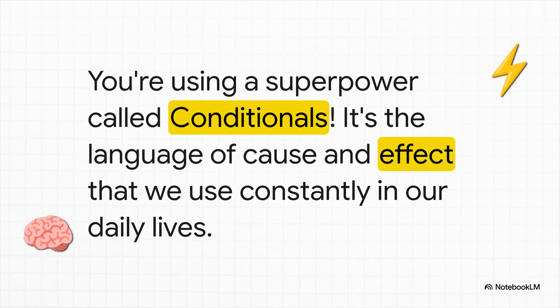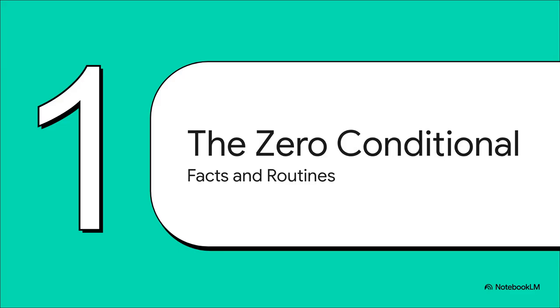It's got two parts. You've got the condition, that's the "if" part, and then you've got the result, what happens because of the "if." And this isn't just some boring grammar rule, you guys. It's literally the language of cause and effect. It's how we make sense of the world all day, every day. All right, let's start with the big one, the most solid, absolute type there is. We're talking about the zero conditional.